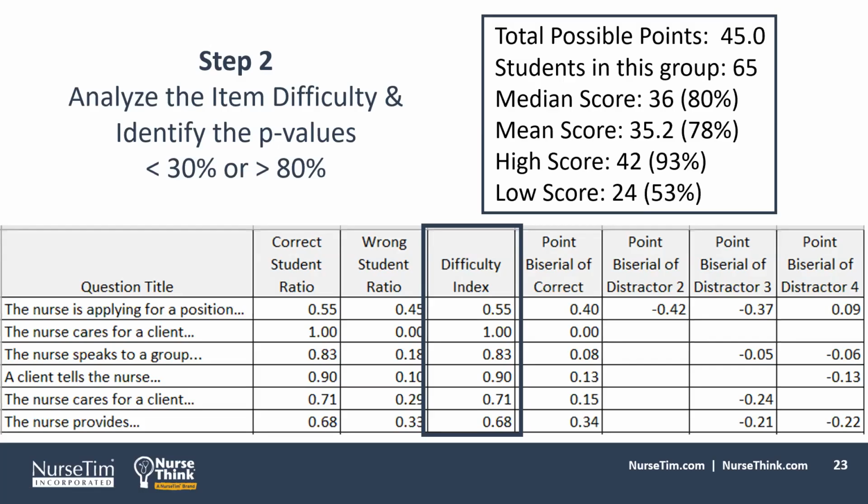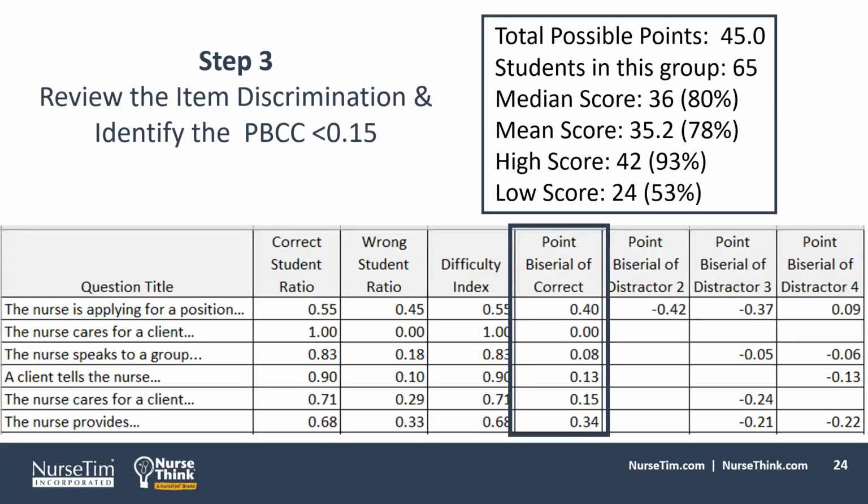My second question has a difficulty level of 1, which means every single student got that question correct. If I go down to the very last question, 68% of my students got it correct, okay? So that's what difficulty says to me. And again, I want it from a 0.3 to a 0.8-ish is what I'm looking for.